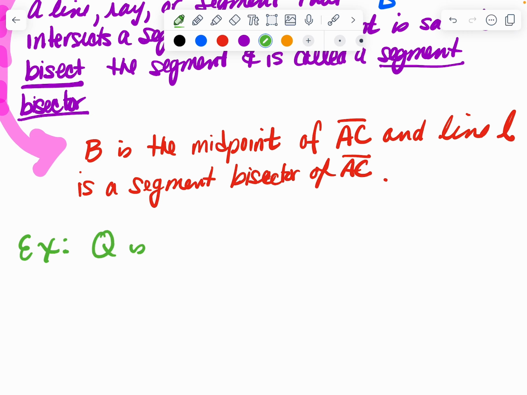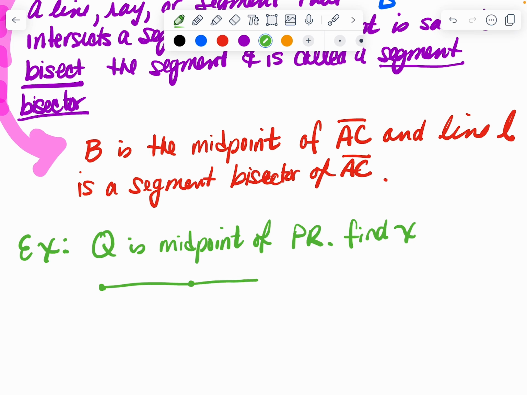This time I tell you that Q is the midpoint of PR, and I want you to find x. So then I draw this picture, and I tell you that it's P, Q, R, and that PQ is 7x minus 16, and QR is 4x plus 2.